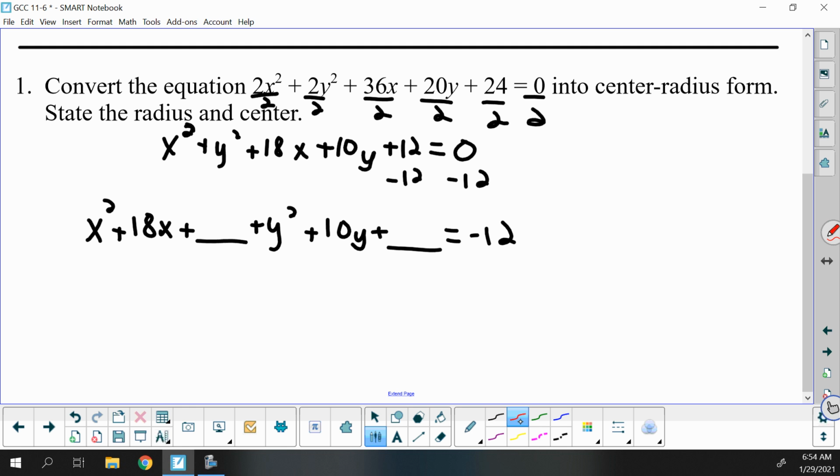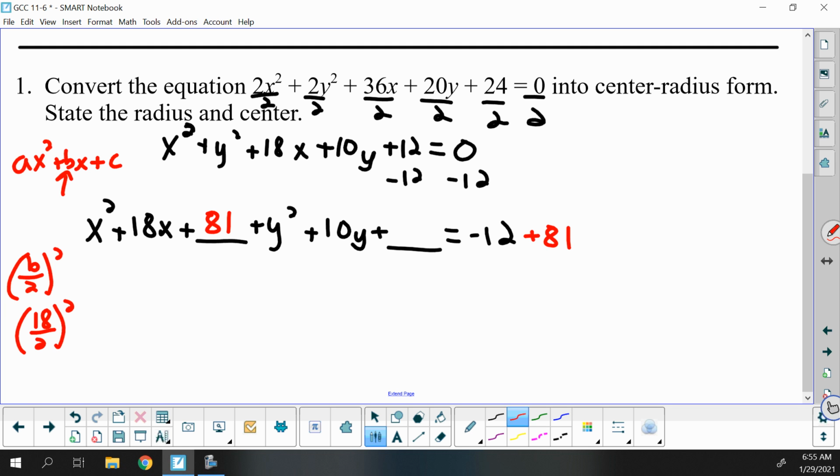So to figure out what goes in our blank, we want to complete the square. You always do your b over 2 in parentheses squared. Your general quadratic type setup is ax squared plus bx plus c. So the b is the thing that's in front of the plain old x or the plain old y. So in this case, for the x's, 18 over 2 squared. Well, 18 divided by 2 is 9. 9 squared is 81. So we'll put 81 there, and whatever you add to one side, you've got to also add to the other.